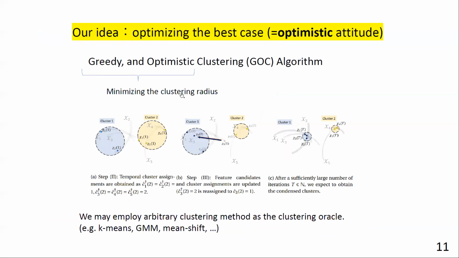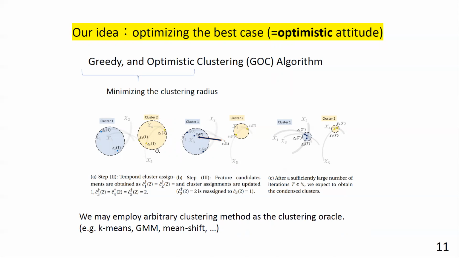So we propose a clustering algorithm to deal with the uncertainty set properly. And our idea is very simple. Our idea is optimizing the best case of the clustering loss. Namely, we employ an optimistic perspective for clustering. We propose a greedy and optimistic clustering algorithm, and we call it the GOC algorithm, for short.